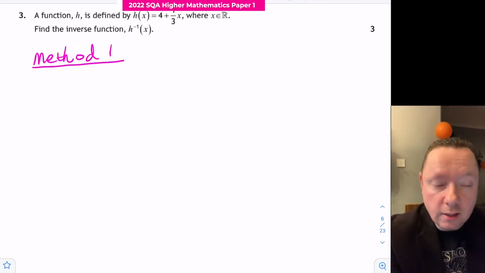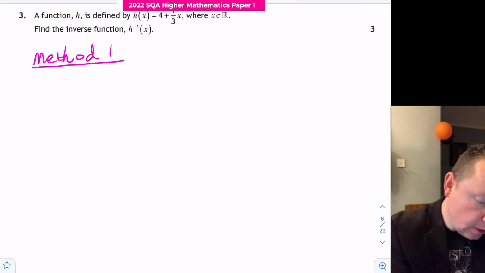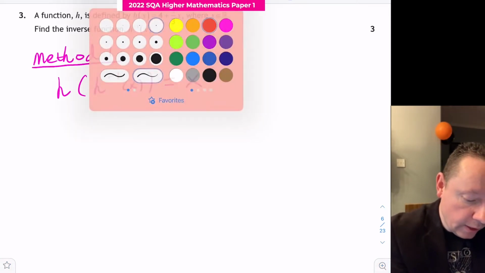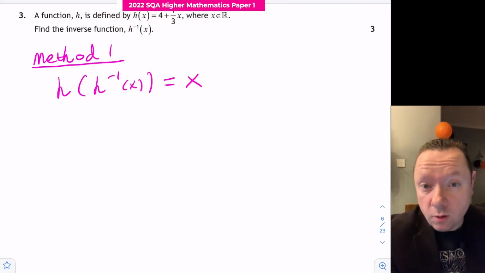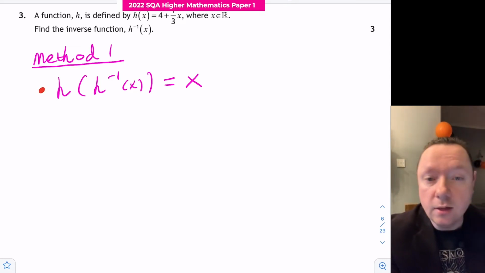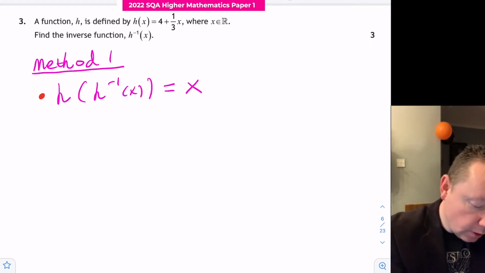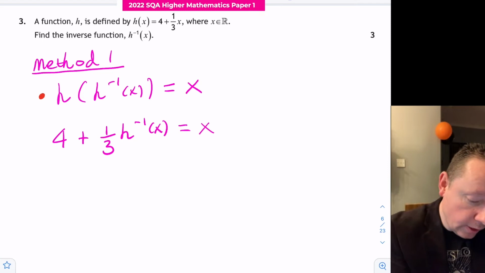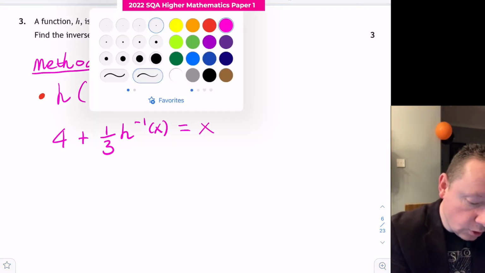For method 1, to get your first mark, you would say that h of the inverse function of x equals x. You can get a mark for knowing that if you take h of the inverse, the composite function, you always get the answer x. So there's 1 mark there just for writing that down. Then for your second mark, substituting into h, we get 4 plus 1/3 h to the minus 1 of x, and that still equals x. So there's your second mark if you're using composite functions.